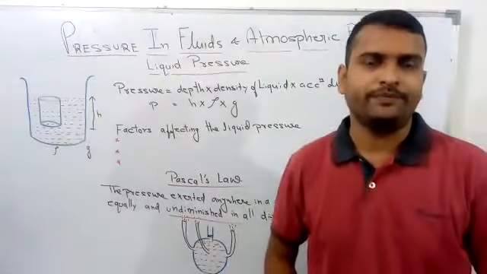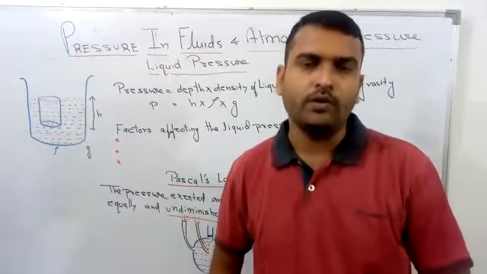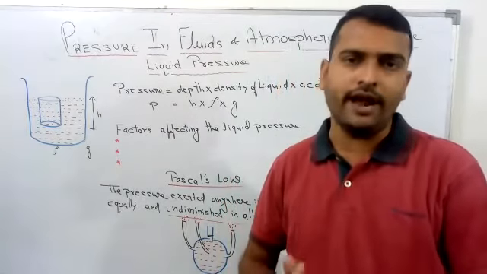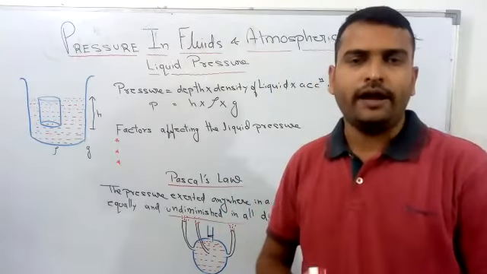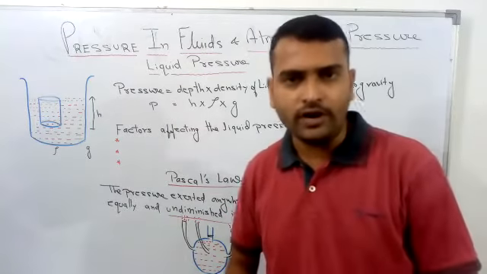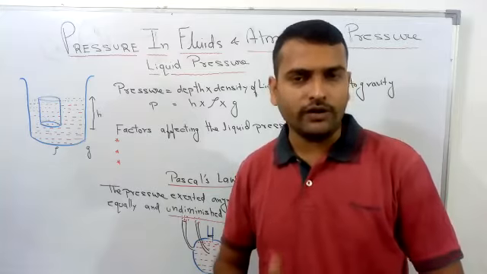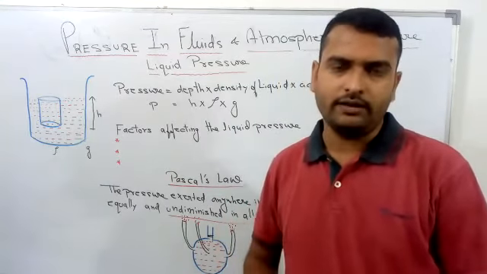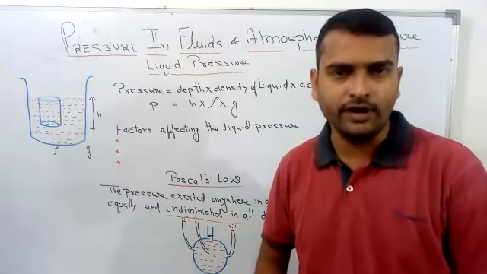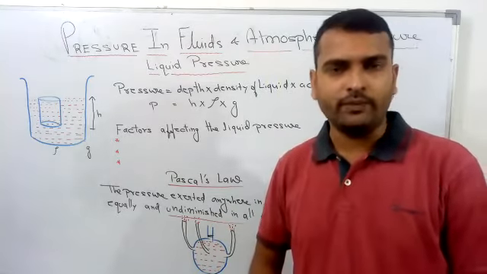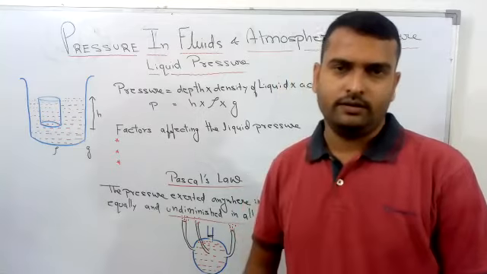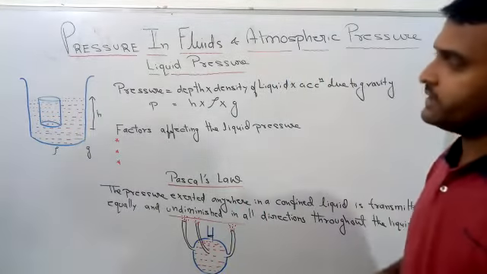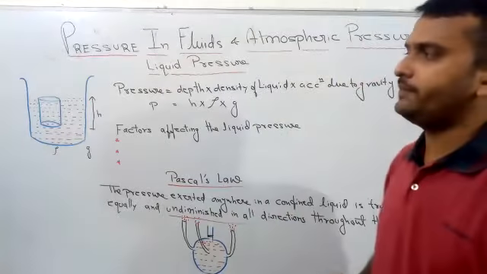Good morning students. In my previous video, we discussed what thrust is, the difference between thrust and force, and how to calculate pressure. Pressure is equal to thrust per unit area, and we also discussed its different units, Pascal, atmospheric pressure and others. Today we will discuss liquid pressure.